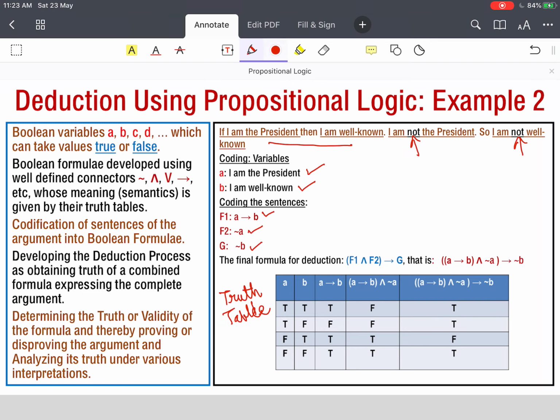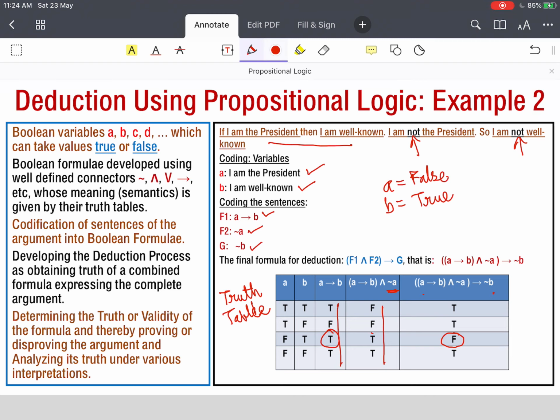And again we develop this truth table. For this truth table, up to this part is the same. Here, because this is not A, it changes. And because this is not B, we have a case where the formula is false. So it says that there is a situation when A is false and B is true. In that situation, if I am the president, then I am well known is true.